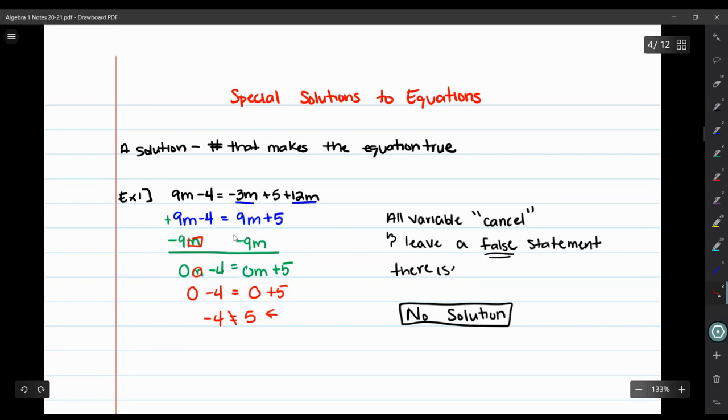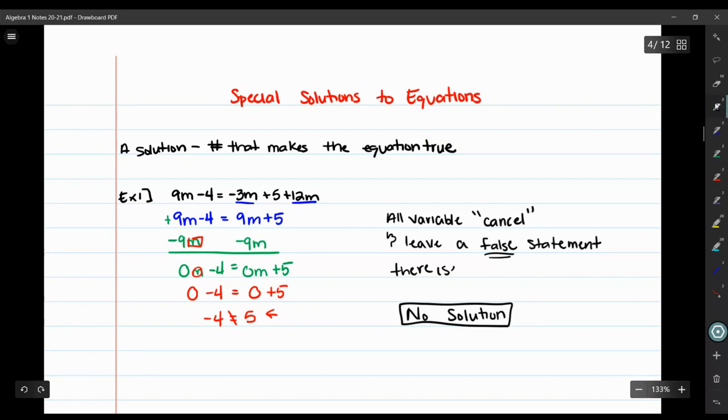And I could try it with something else. I could try a 1. 9 times 1 is 9. Minus 4 makes 5 on this side. 9 times 1 makes 9. 9 plus 5 is 14. Well, 5 does not equal 14. And this could go on and on and on. Because our m's simplified down to a 0 and we're left with a false statement, no matter what number you substitute for m, you will never get something true out, which means you can never get a solution because a solution is a number that makes the equation true.